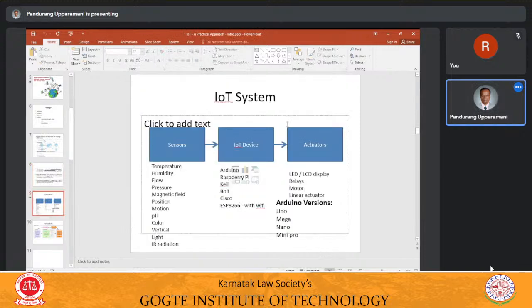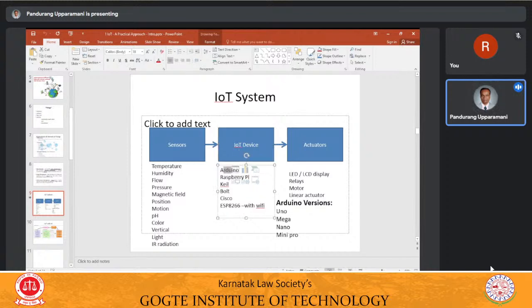We are coming to the end of the explanation, where I shall briefly introduce the IoT system. An IoT system consists of three main important blocks. The first, the heart of the system, is the IoT device. An IoT device is nothing but a microcontroller or a microprocessor which is customized and made user friendly.